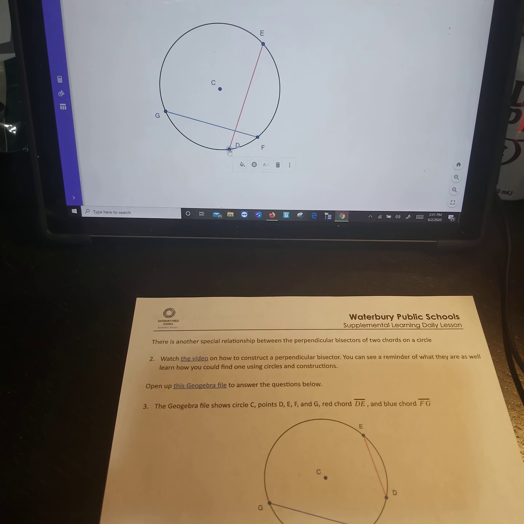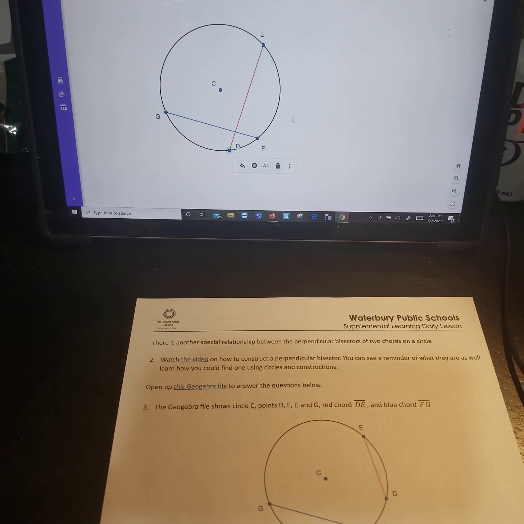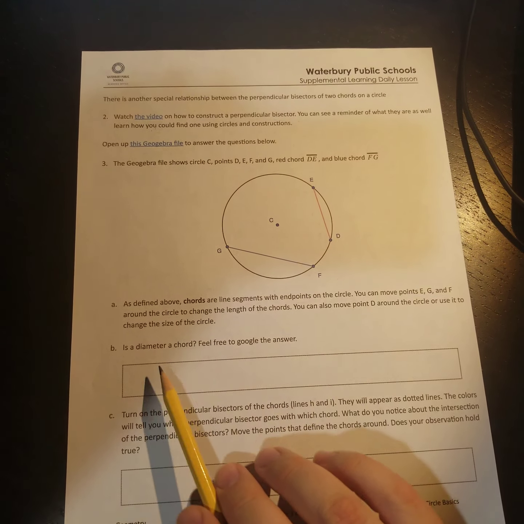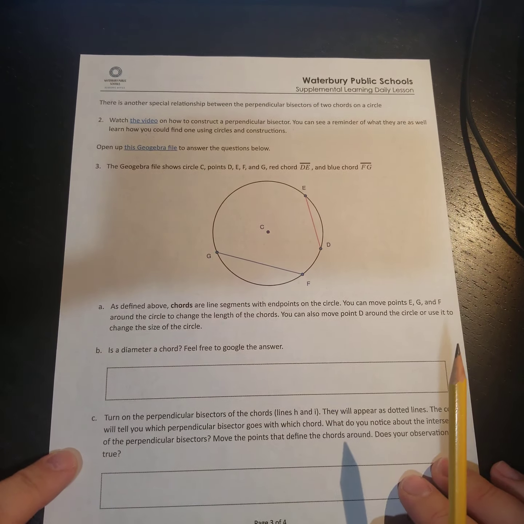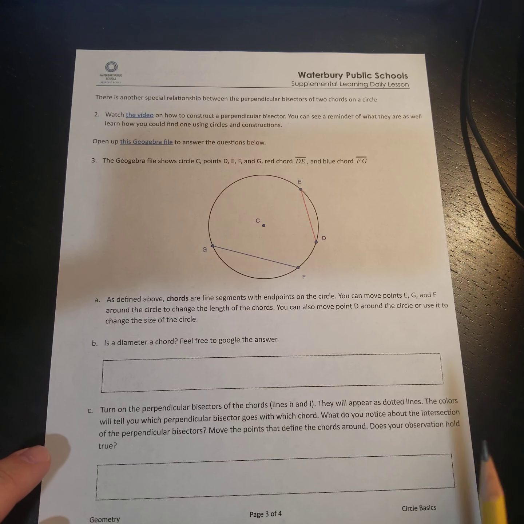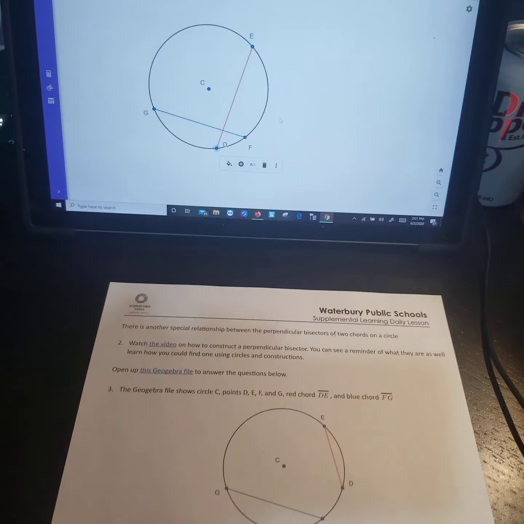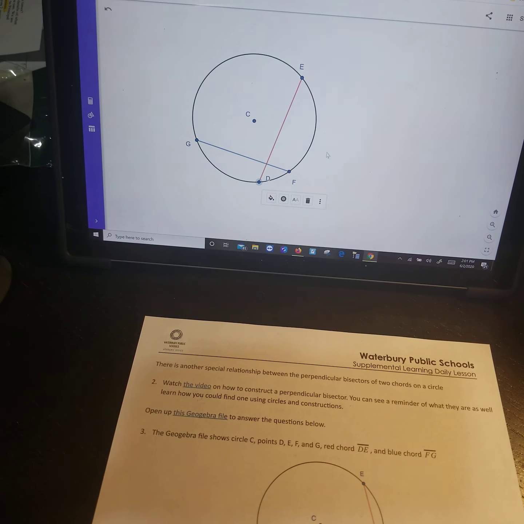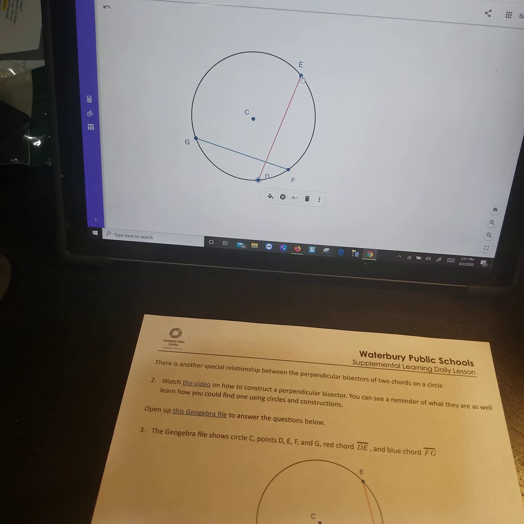Can you have intersecting chords? Why not? Is a diameter a chord? That's this question right here. As I said before, a diameter is a special chord that passes through the center. If I go back to the GeoGebra file, D to E, if it passes through C perfectly, I now have a diameter.